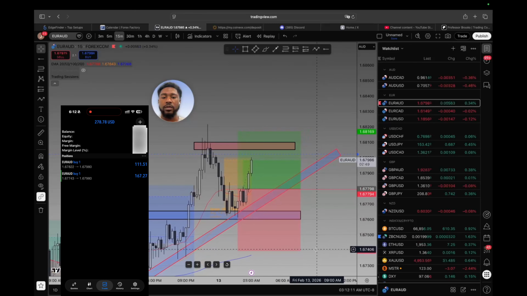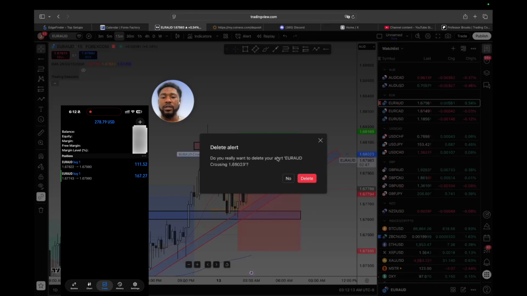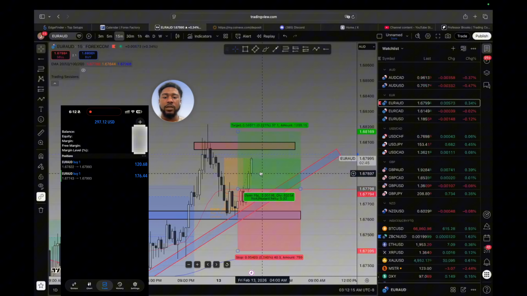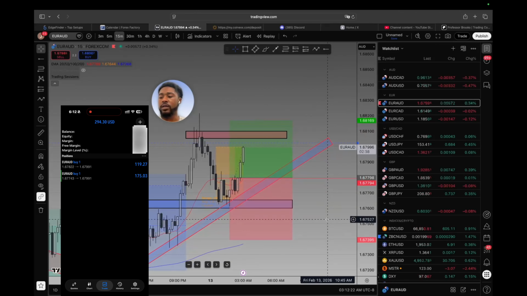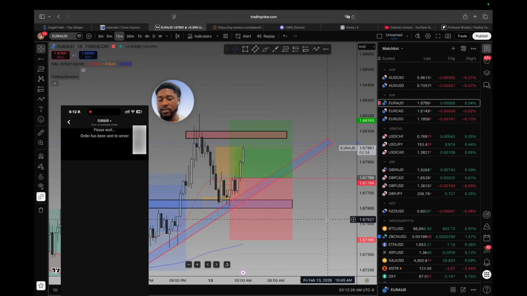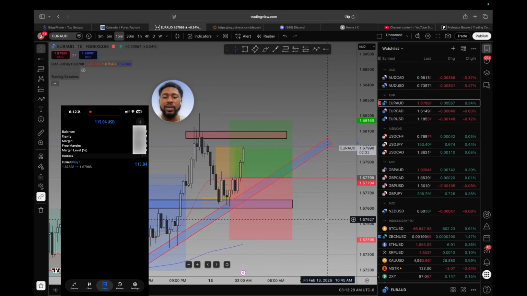Matter of fact, just because we're right near profit target, I'm probably going to close this first position right here, and we're gonna let the second one run. It feels good to just get the profit out of the way, so then I can let the second position run in peace and not think about it anymore.